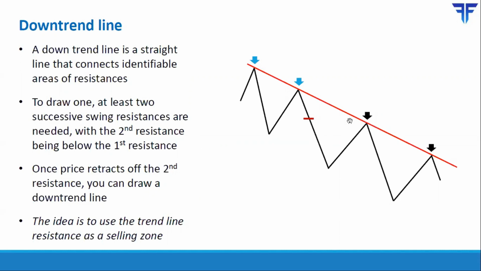Now, the idea of a downtrend line is to use the trend line resistance as a selling zone. So once you have drawn a trend line and price comes higher and touches the trend line, if price is showing some signs of taking resistance at that trend line, you could initiate a sell position. So the idea of using a downtrend line is to use the trend line resistance as a selling zone. This black arrow over here is one selling zone. This black arrow over here is another selling zone, and so on. So a downtrend line acts as a resistance or a barrier to price.